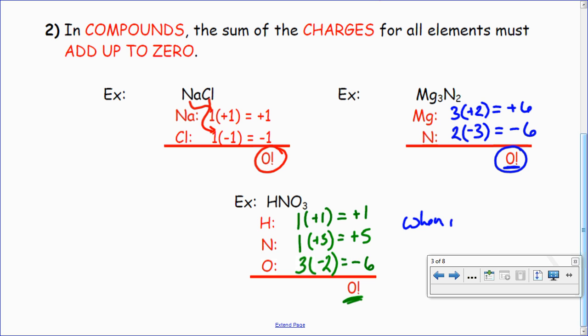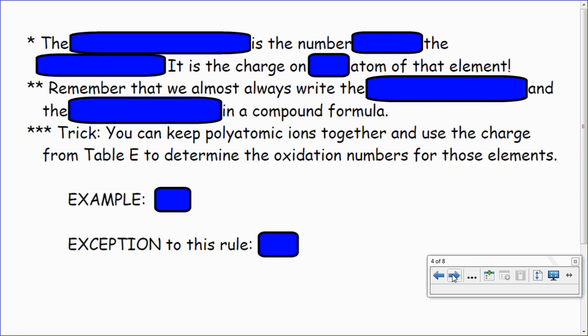So when in doubt, check nitrogen out. So oxygen's always going to be -2. Hydrogen most of the time is going to be +1. Nitrogen might be something else in the middle. So let's do some practice and get some more of these out.